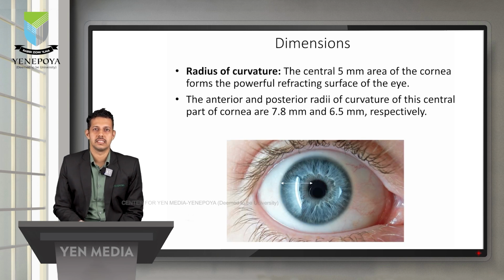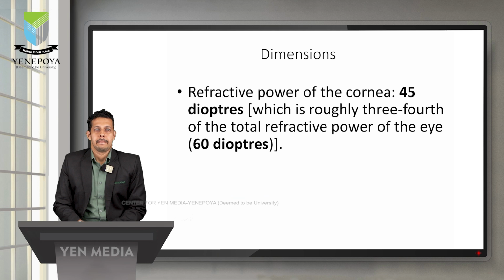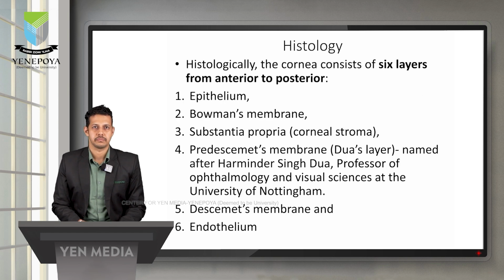This is the radius of curvature. The central 5 mm of the cornea is the powerful refracting surface of the cornea. This is the calculation for the refractive index of the cornea. The power of the cornea is 45 diopters, so it is almost 1/3 of the whole of the eye. It contributes majorly to the power of the eye.